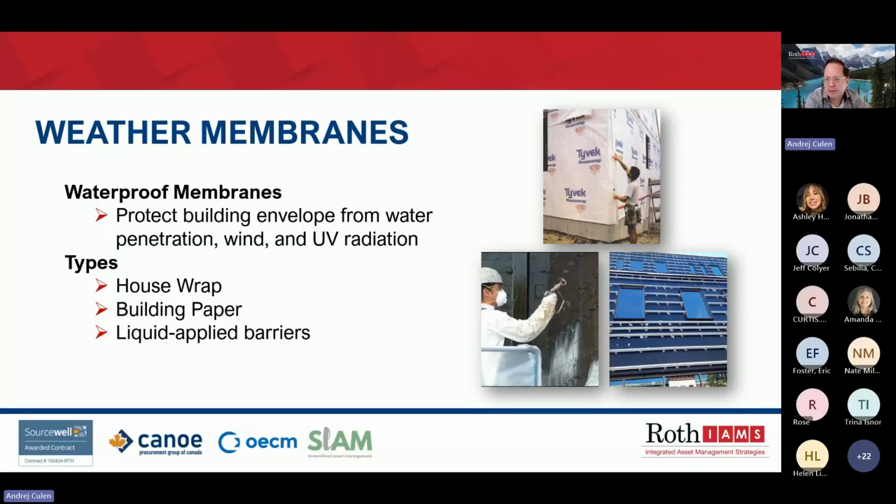Liquid applied barriers. These coatings form a seamless monolithic layer that resists water penetration and air leakage while allowing vapor transmission. The choice of weather barrier material depends on the specific building requirements and local climate conditions. Factors to consider include moisture exposure, temperature fluctuations, and wind loads.